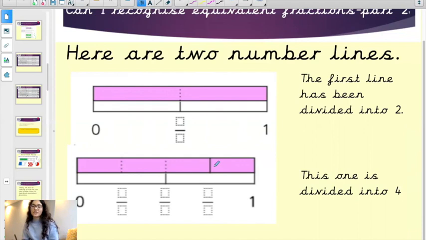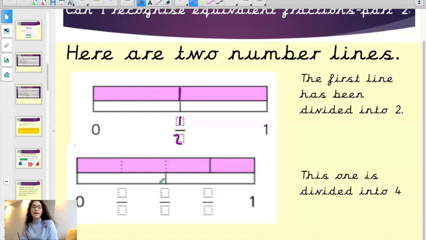So, as fractions, what would you write there? For the first number line, I would write 1 out of 2, because where this line is, here, it splits the number line into 2. So if I wanted to say what number belongs here, I would say 1 out of 2, because I'm just looking at the first half, out of the two parts.